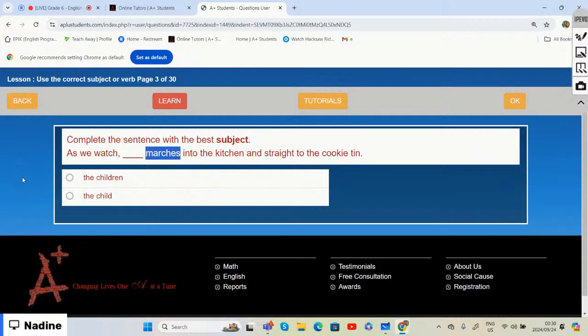So we need to say which one is correct. As we watch, do we say the children marches or do we say the child marches into the kitchen and straight to the cookie tin?